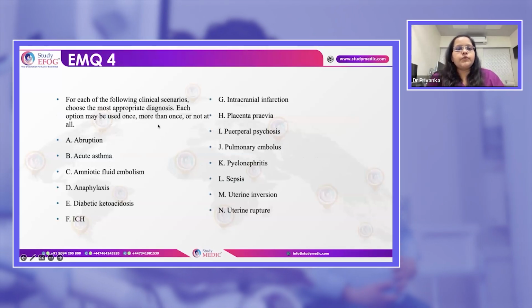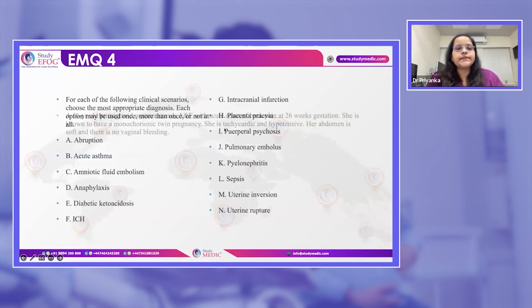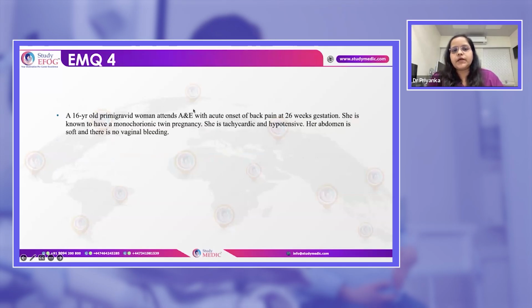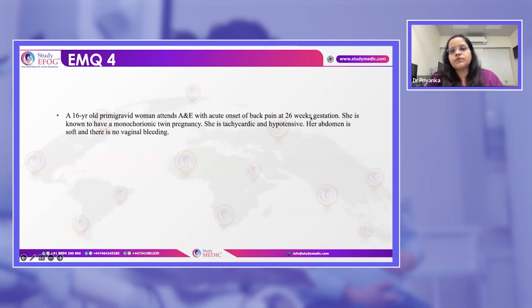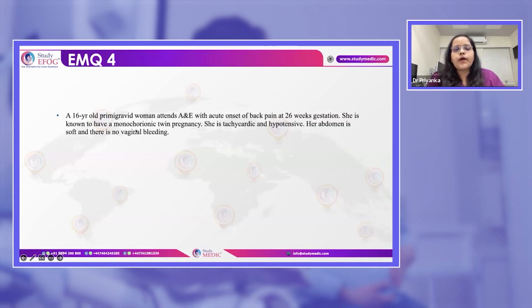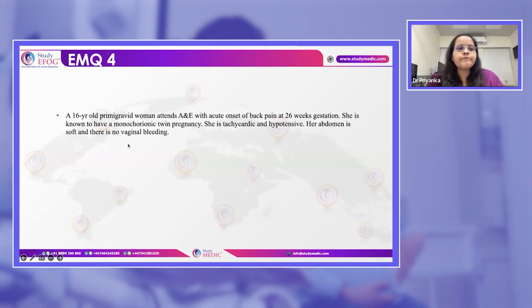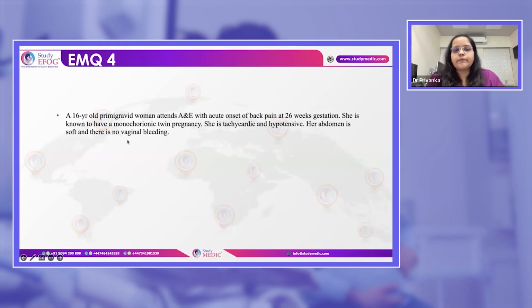Now coming to question 4, here we have to select the most appropriate diagnosis after reading the scenario. So she is a 16 years old, primary gravida. She comes to A&E with acute onset of back pain at 26 weeks of gestation. She is known to have a monochorionic twin pregnancy. She is tachycardic and hypotensive. Her abdomen is soft and there is no vaginal bleeding. Okay. So she is 16 years and has back pain.